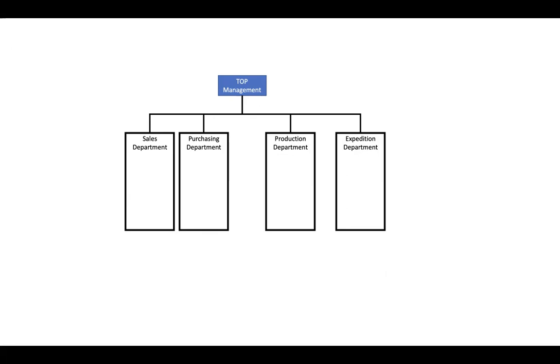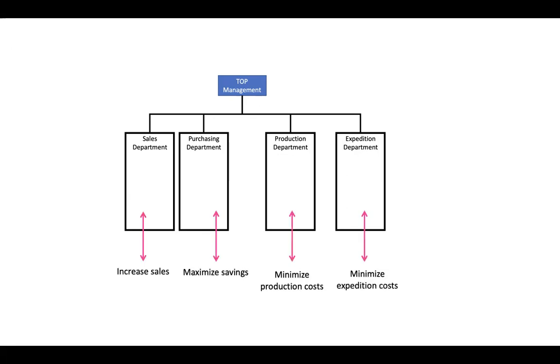So looking at each of the departments separately, we can identify some indicators used to assess departmental performance, something like this. So sales department's objective is to increase sales, purchasing department to maximize savings, production department to minimize production costs, and expedition department to minimize expedition costs. So each department is evaluated based on the performance of its indicator. Thus, each department seeks to improve the performance of the indicator that suits its interests best.